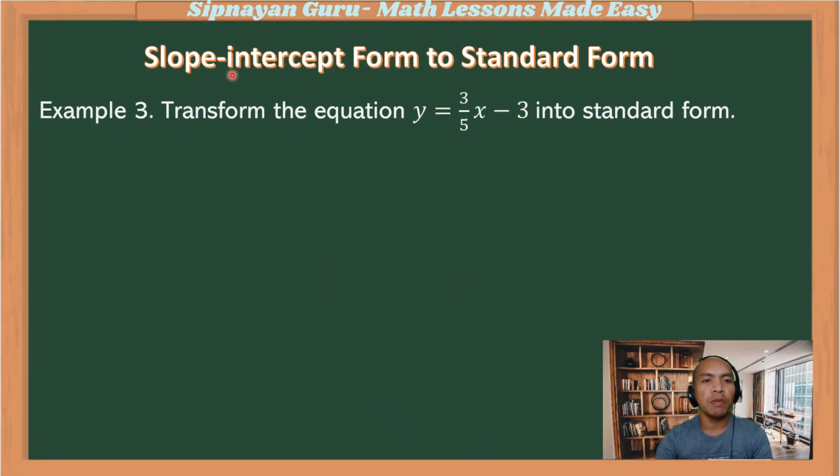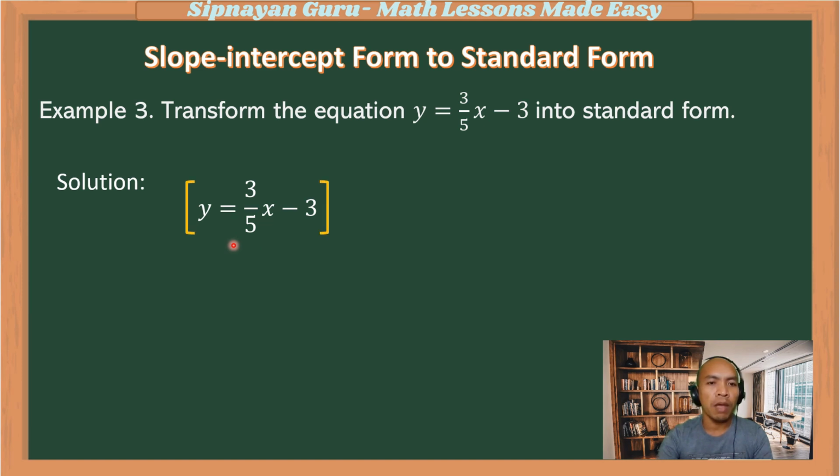What if we transform the equation from slope-intercept form to standard form? Suppose we have this example, y is equal to 3 over 5x minus 3, the previous example, and we will transform this into standard form. Again, we are dealing with rational equations, so we have to get rid of the denominator. To do that, we multiply both sides of the equation by the LCD. The denominator of y is 1, the denominator of 3 is 1 also, so the LCD is 5.